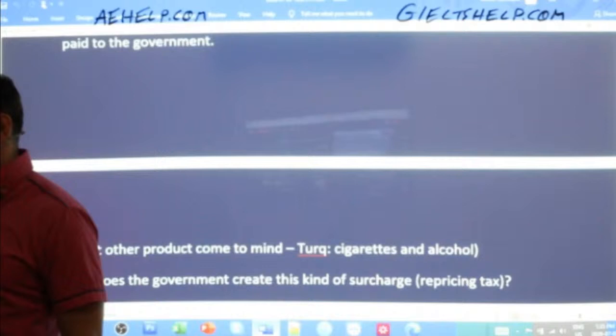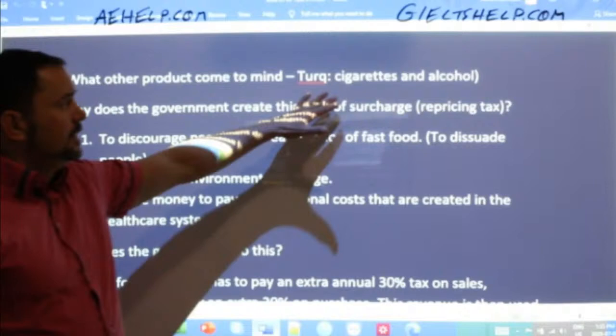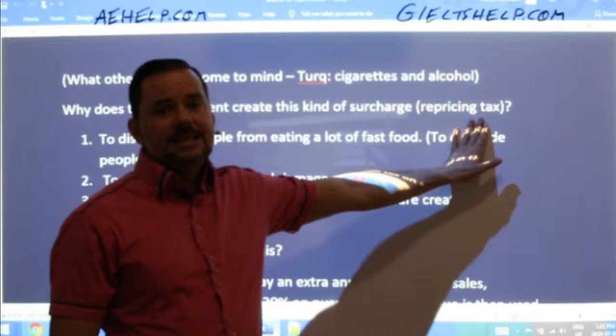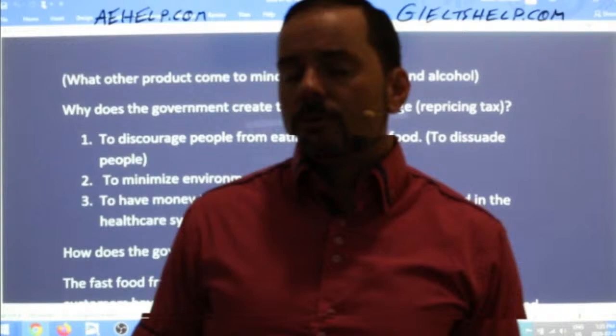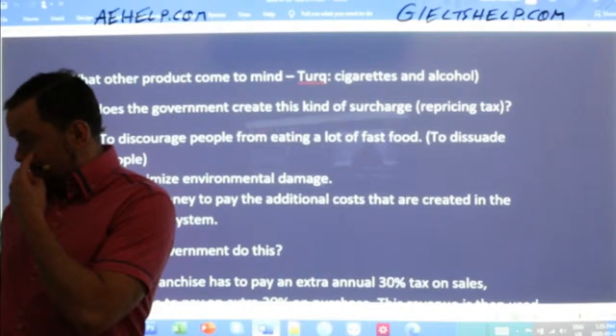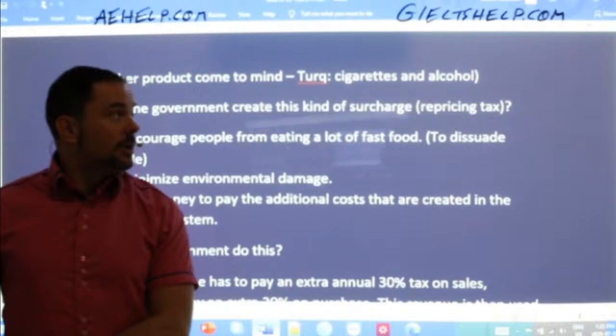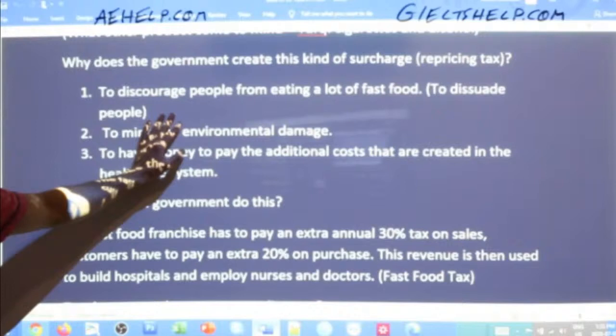Okay, so Turk, very cleverly yesterday, said, well, it's kind of like taxes for cigarettes and alcohol, and Turk was right. It's actually called a repricing tax. Repricing taxes are used by governments for products that are called socially irresponsible products, so products that don't really benefit society but create harm, such as cigarettes and alcohol. And these days, of course, there's a lot of debate about creating these kinds of taxes for fast food as well as different kinds of sugar. It's causing a lot of problems. Okay, so we came up with a couple of clever ideas here of why the government would do that. One was to discourage people from eating a lot of fast food.